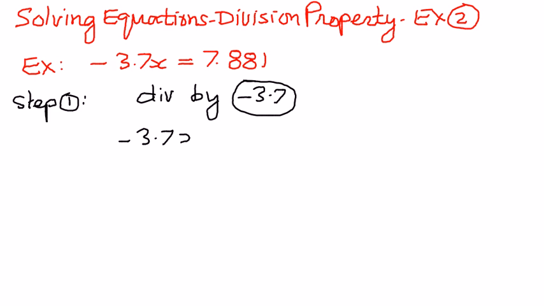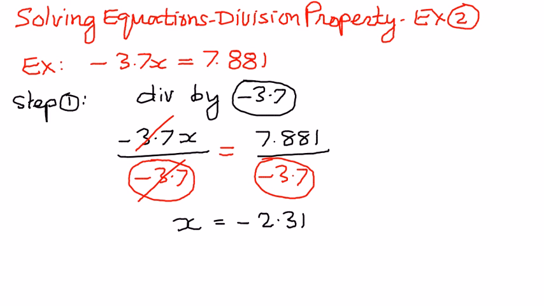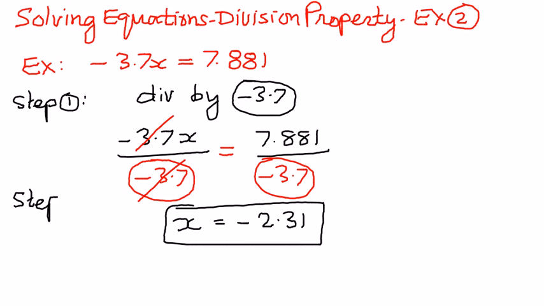Negative 3.7x divided by negative 3.7 should be equal to 7.881 divided by negative 3.7. When we simplify this, the negative 3.7 and the negative 3.7 in the numerator and denominator cancel out, leaving us with x equal to 7.881 divided by negative 3.7, which is negative 2.31. You can use your calculators to confirm this. Okay, so we'll call this step 2.